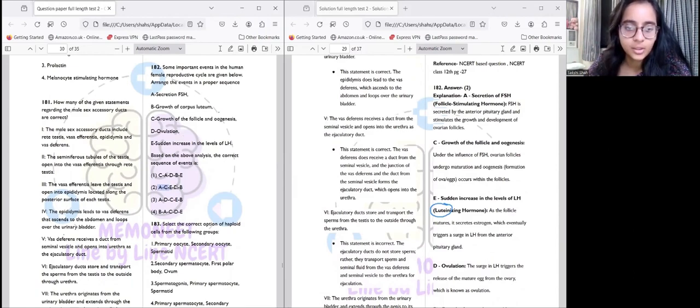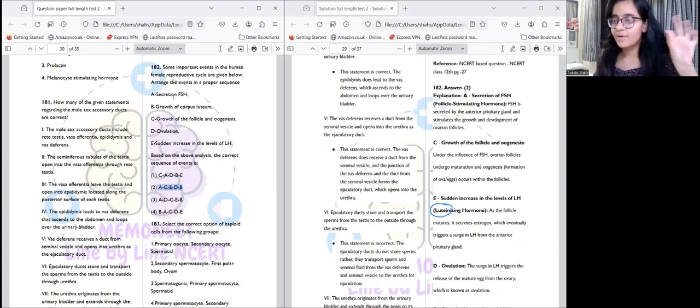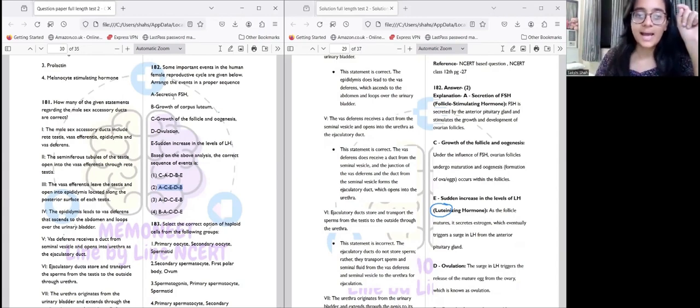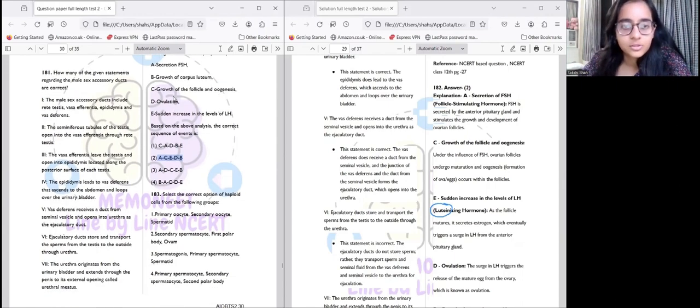So the answer here is option number 2. First FSH will be released, which will lead to the growth of the follicles, and then there will be oogenesis, the formation of the ovum. After that, there is a sudden increase in the level of LH. So first there's FSH, then it's LH. To remember, we have A, B, C, D, E, F. F comes first, so FSH increases first, and then there is the LH surge. After the LH surge, there is ovulation. As I said, on the 14th day we have maximum LH in our body, and then there is ovulation. And then there's the corpus luteum, which changes to corpus albicans, and then it is destroyed. So that's the correct statement.